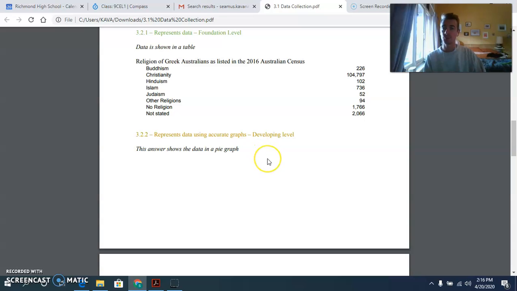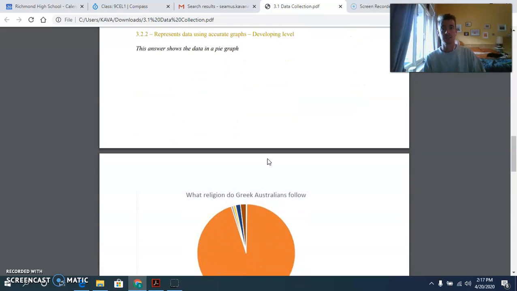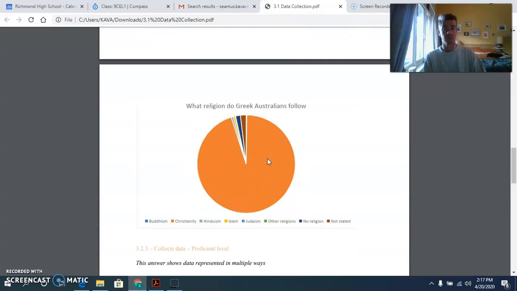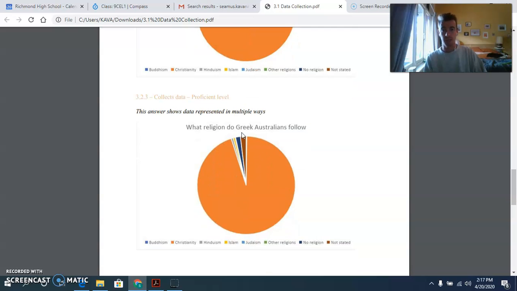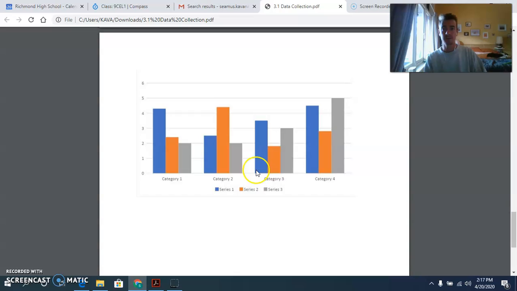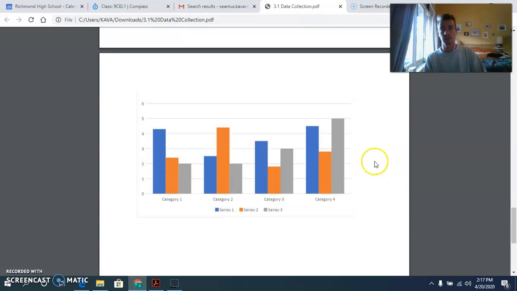At 3.2.2 represents data using accurate graphs. This is at the developing level. So you put the answer, say, into a pie graph, which is one of the graphs you could use. So you've got here what religion do Greek Australians follow, and you're accurately representing that in the pie graph. At 3.2.3, at the proficient level, you are representing the data in multiple ways. So you've got it in a pie graph, say, and then maybe you've also got it in a bar chart.